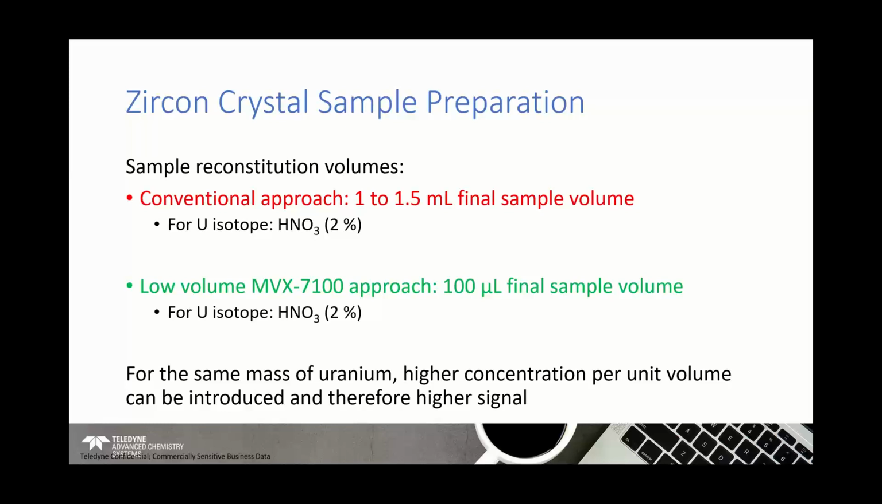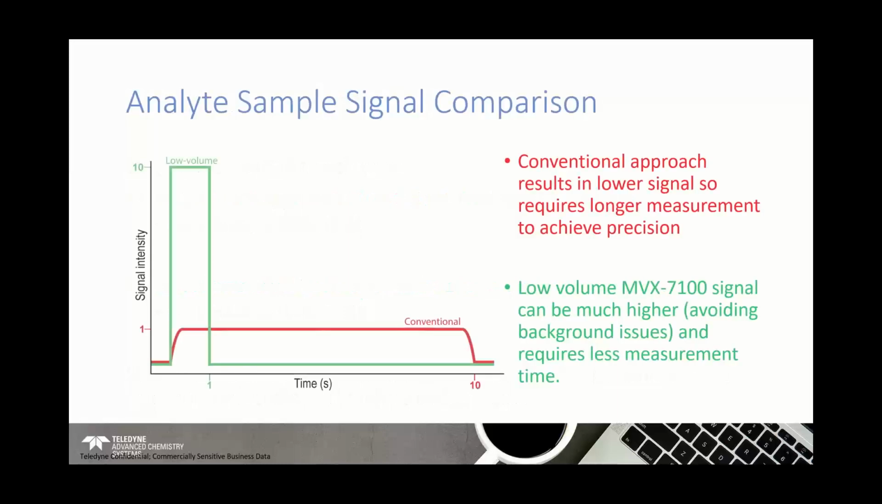So what does that mean for us? In this case, if you compare the two approaches with the same mass of uranium, and you put that same mass of uranium into a lower volume, 100 microliters rather than 1 to 1.5 mil, then you will have a higher concentration per unit volume of uranium in the 100 microliter sample. And when you introduce that, your signal is going to be much higher in relation to the background. So your background signal. So something like this.